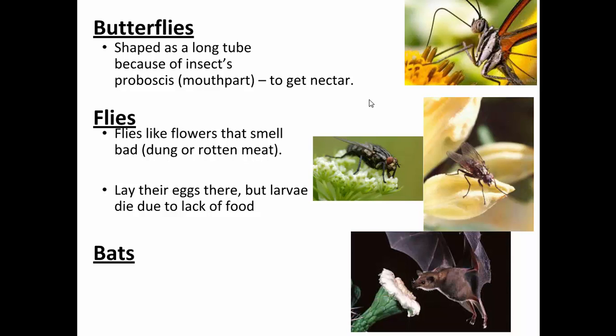Bats, as we said, pollinate generally at night. So the flowers that are looking to attract bats often have large white flowers that can easily be seen at night.